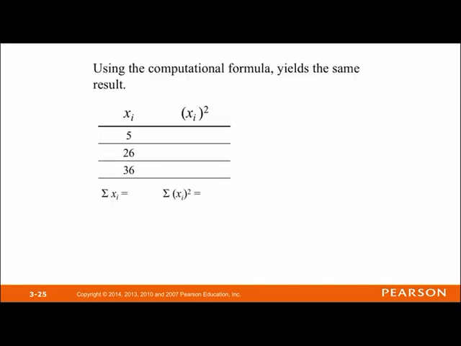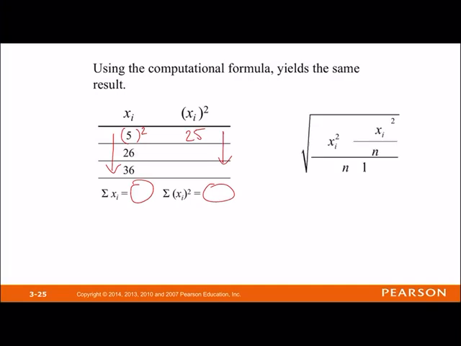So we want to use the computational formula, and you'll see that it's going to yield the same result. So again, the first thing I need to do is my x's squared. Again, same 3 that I just sampled in the last one. So literally all I'm doing is taking 5 and squaring it. Okay, and then again, we're going to add down this column to get this answer, and add down this column to get that answer. Okay, there is a completed chart on the next slide as well.